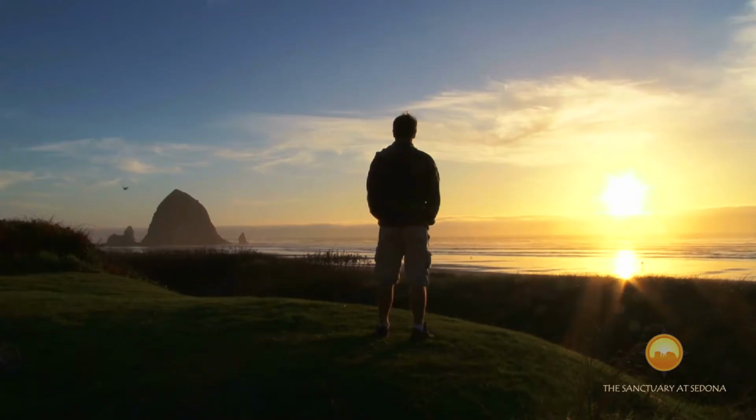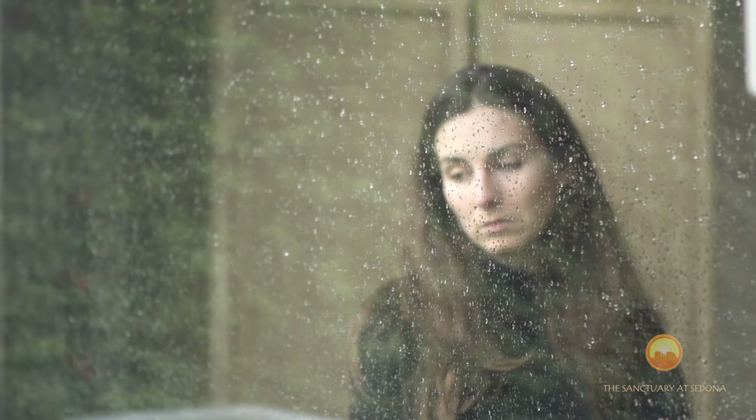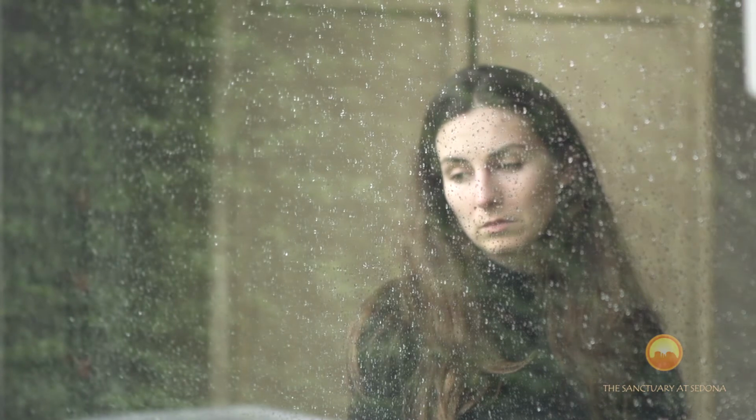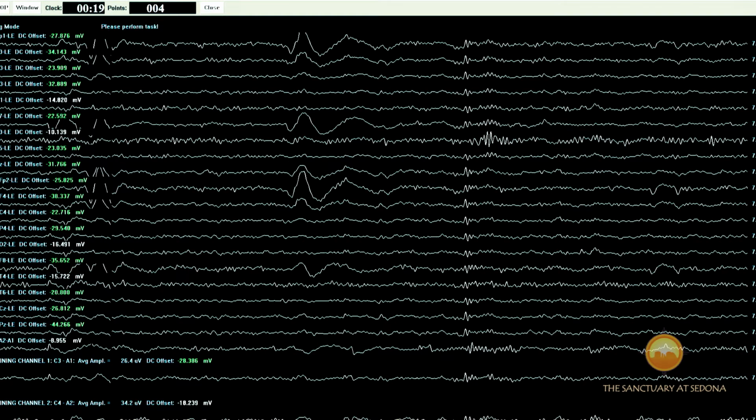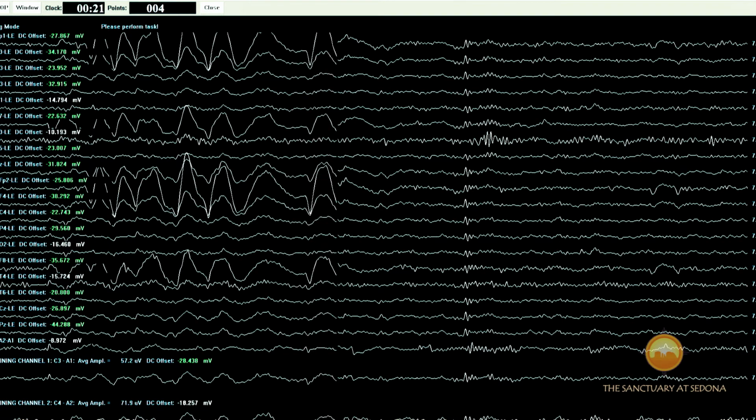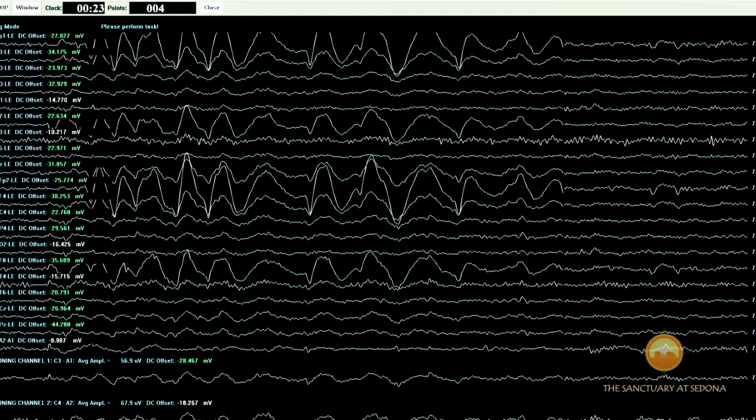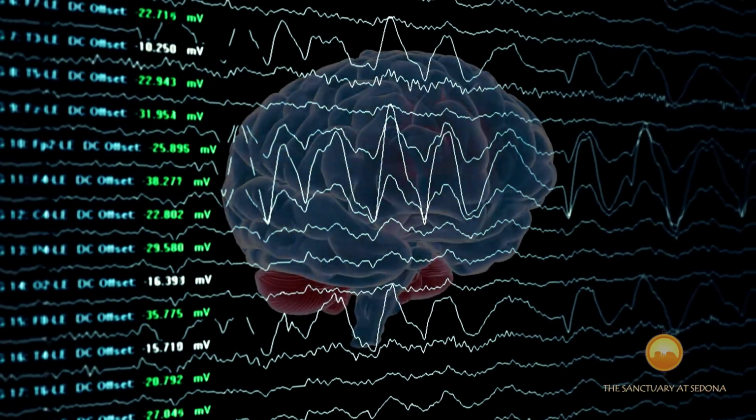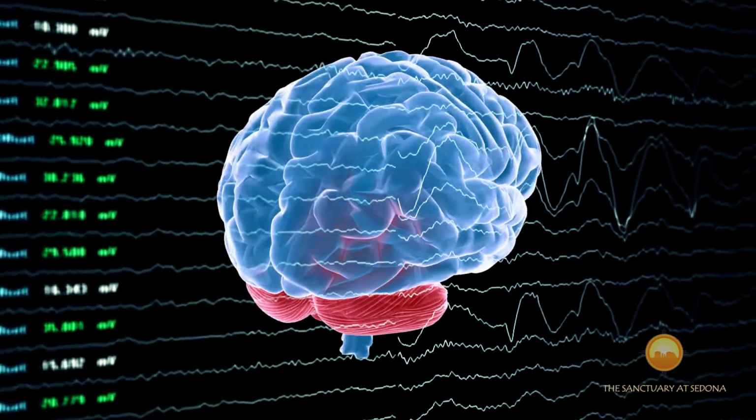We at the Sanctuary are changing the whole paradigm of addiction treatment. One of the ways we do that is through technology. A person comes here and the first thing we do is a brain scan. We do an EEG, a 19-point brain scan, which basically gives us a picture of how the brain is communicating with itself.